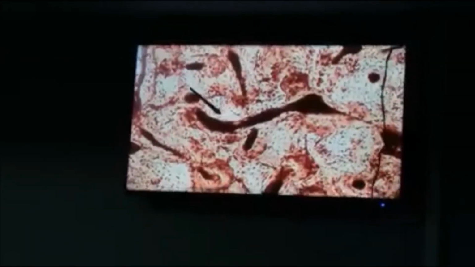Okay, spelling: Volkmann. Okay, it serves as a communication between two Haversian systems. Okay, what else? This one is also a Volkmann's canal. This one is a Volkmann's canal. Basta, whenever it communicates between one osteon and another, there is a Volkmann's canal.